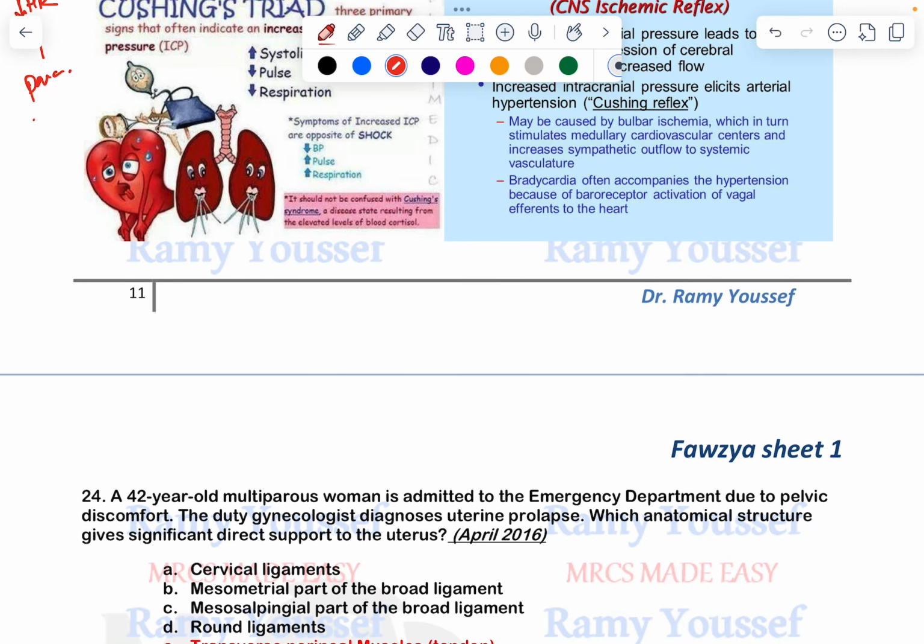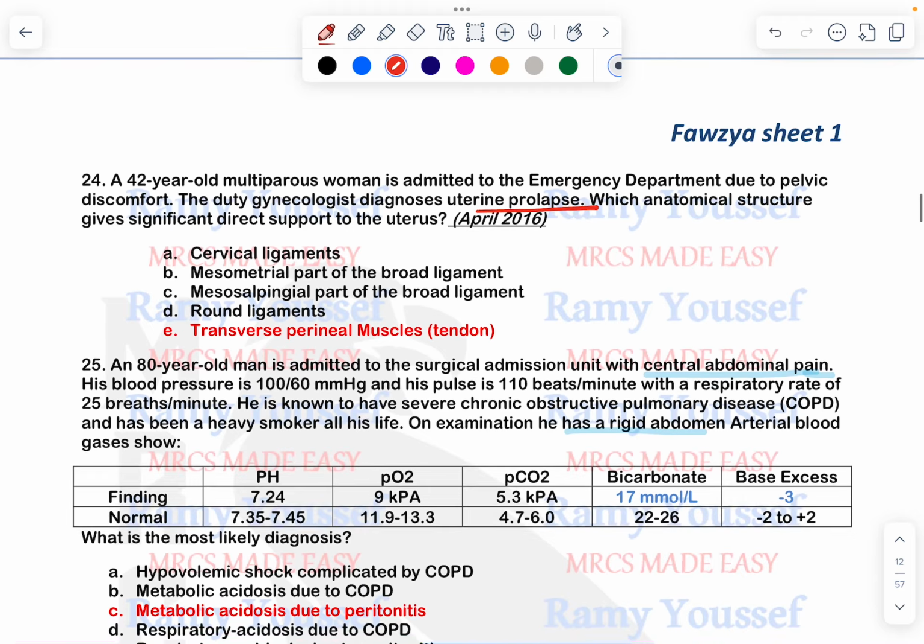A 42-year-old woman is admitted to the emergency department with pelvic discomfort, seen by the gynecologist. This is about uterine prolapse. What is that? Transverse perineal ligament.